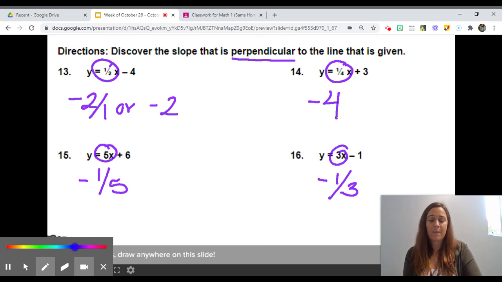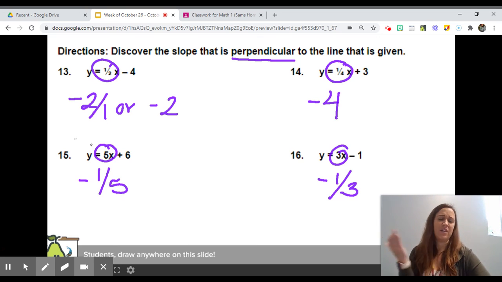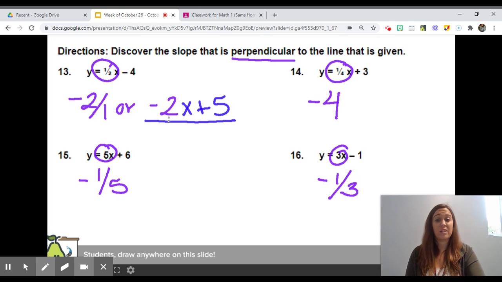Now, same for this, if they happen to say that the y-intercept for the equations has to be 5, then we would just add x plus 5 to finish out my equation with the perpendicular slope, and then also adding in the correct y-intercept.